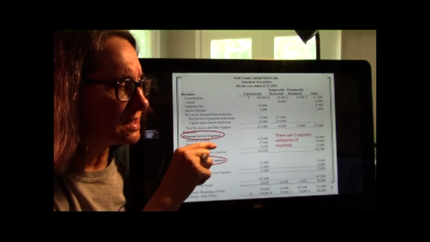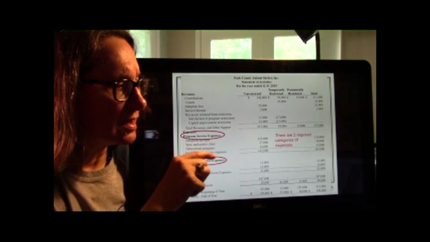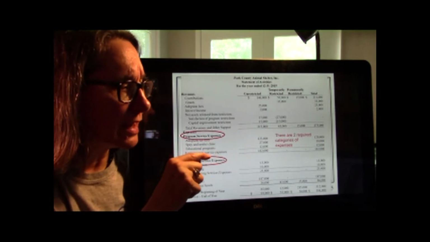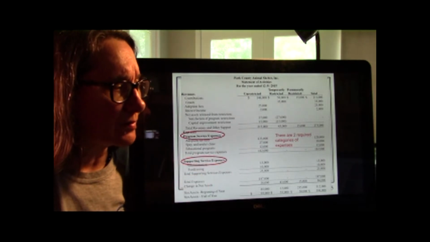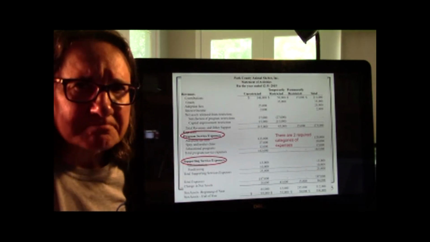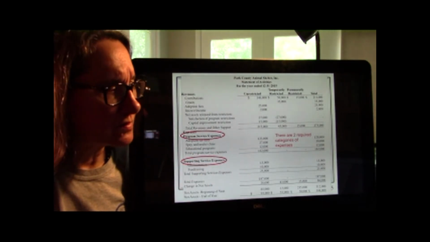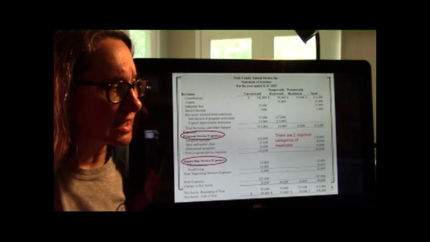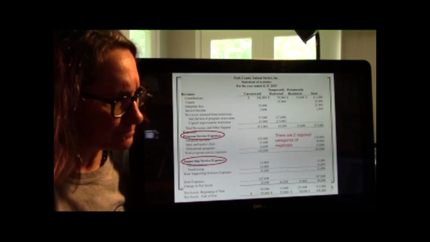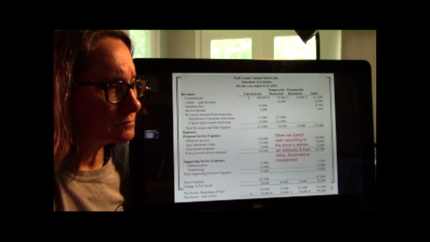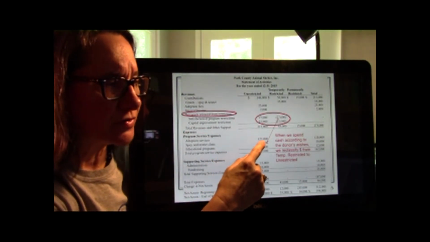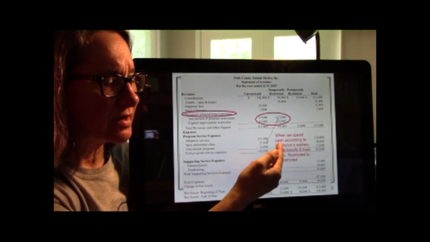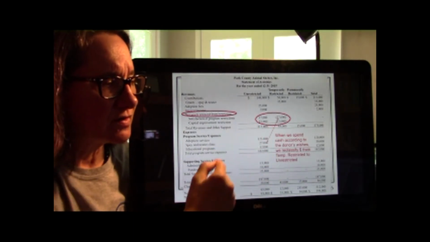You can see here in the animal shelter, they've got adoption services, spay and neuter clinic, educational programs, total programs. So that's a program expense. Supporting is things like administration, fundraising. When we spend cash according to the donor's wish, we reclassify it from temporarily restricted to unrestricted.